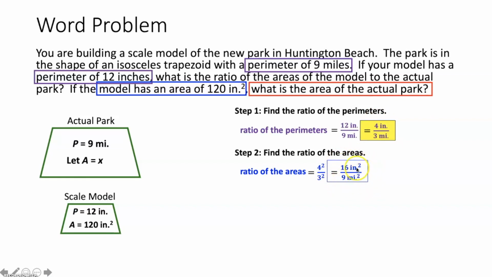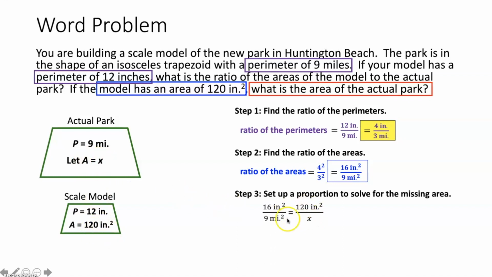Now what we can do is use that ratio in order to set up a proportion and solve for our missing area. So in a proportion, we have two ratios equal to each other. On one side of our equal sign, we're going to have the ratio of our areas, 16 square inches over 9 square miles. That's going to be equal to the ratio of the area of the scale model to the area of the actual park. So 120 square inches over x, because that's what we're solving for. We then solve this proportion by cross multiplying, and we get 16x is equal to 1080. Divide both sides by 16, you get x is equal to 67.5.